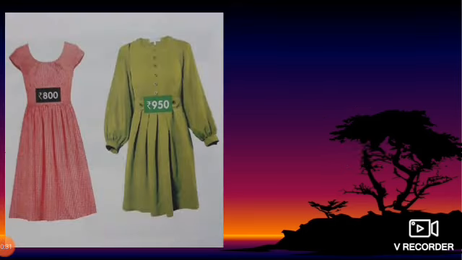Here you can see two dresses on the screen and its cost along with it. So what do you think? Which dress is costlier? Which is the bigger number between 800 and 950? So before going to know which is costlier, let's understand the concept of greater and lesser.